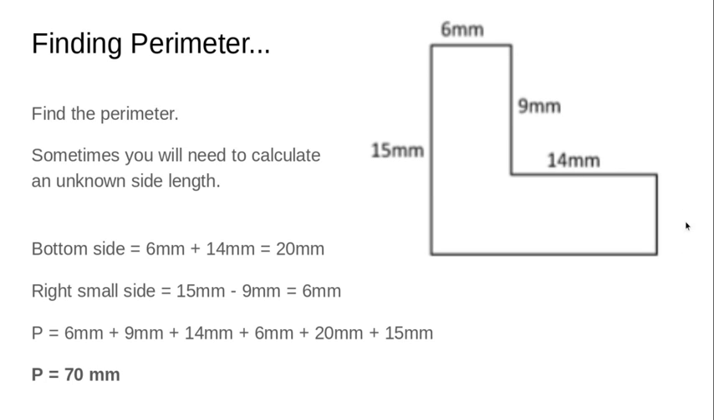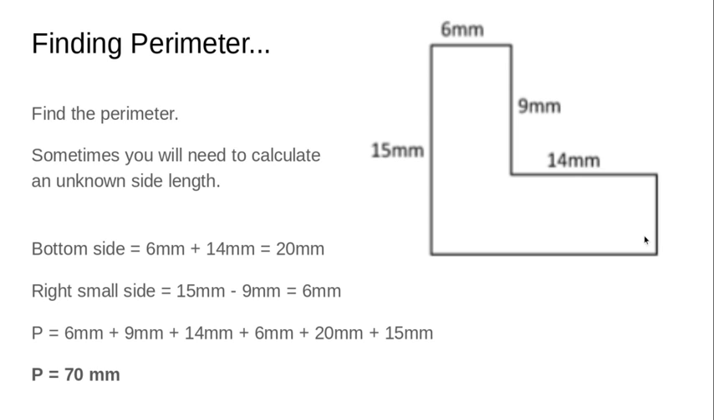And then this small right side, we don't know what this length is, but we do know the entire height is 15 millimeters, and we know that this little part that goes up is 9 millimeters, so we can do 15 minus 9, and find out that this part right here is 6 millimeters.